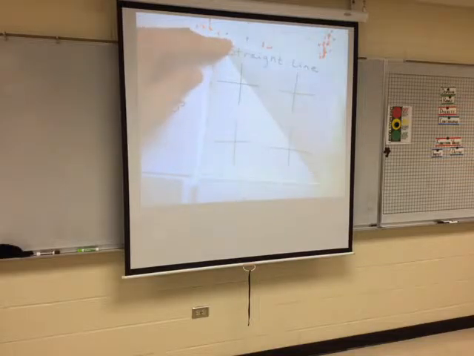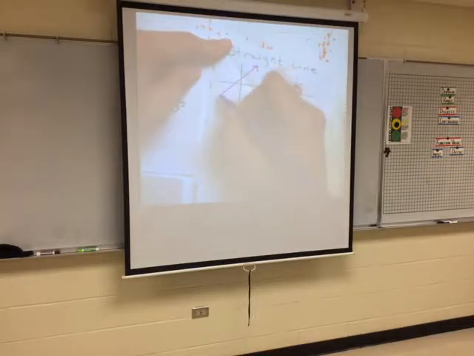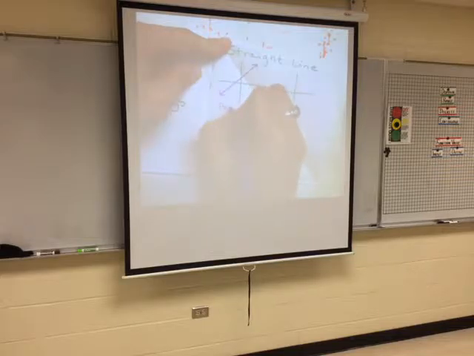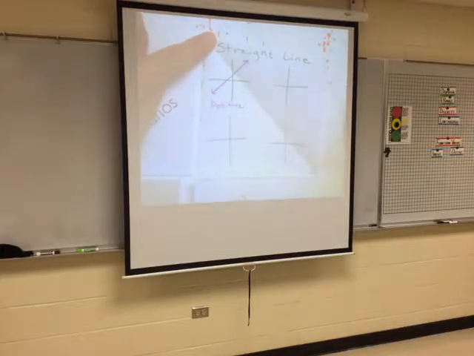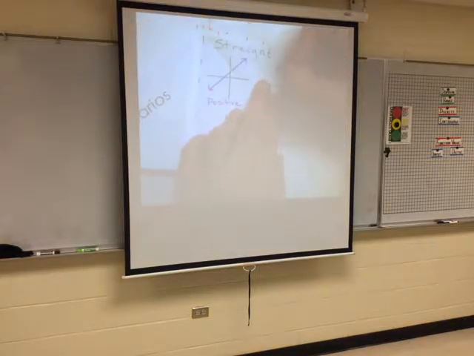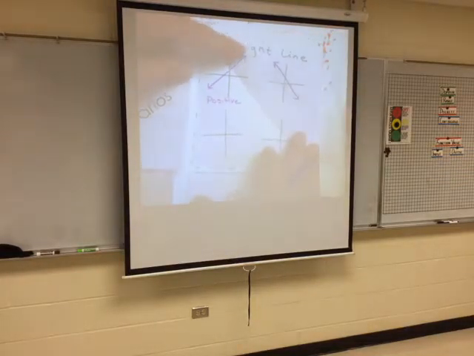Alright, so if I have a linear function that looks something like this, it's pointing down and to the left and up and to the right. It has a positive slope. Another example. If I'm pointing up to the left and down to the right, what kind of slope is that? Negative.